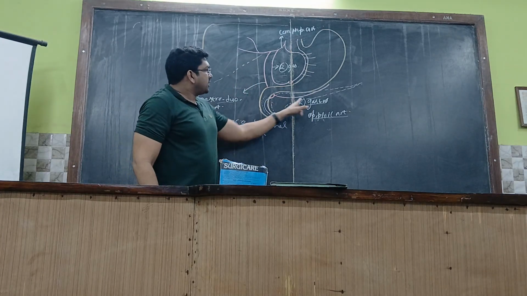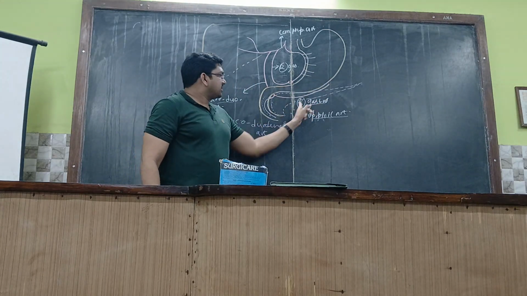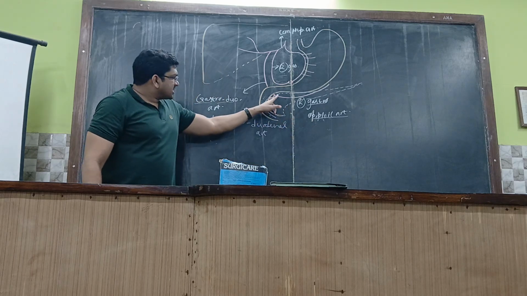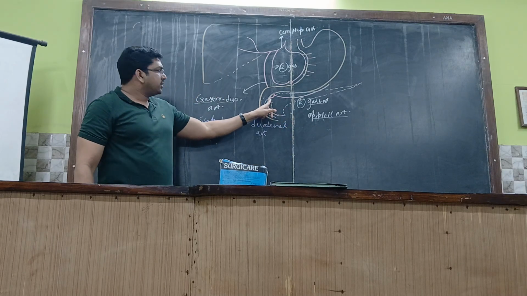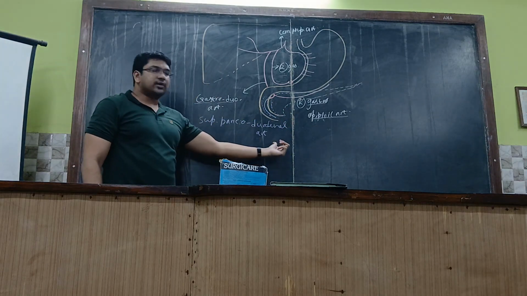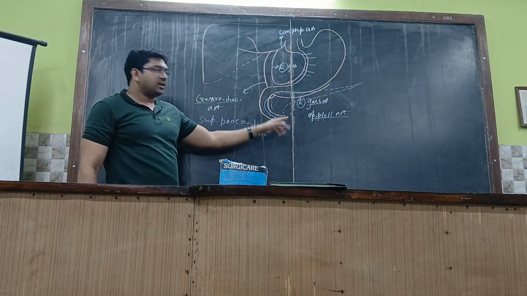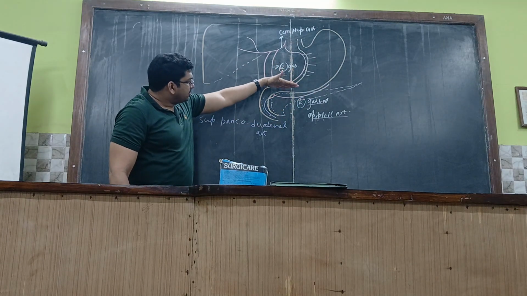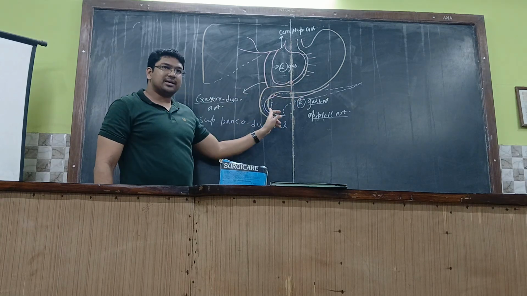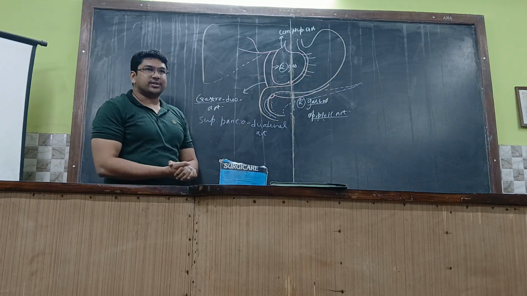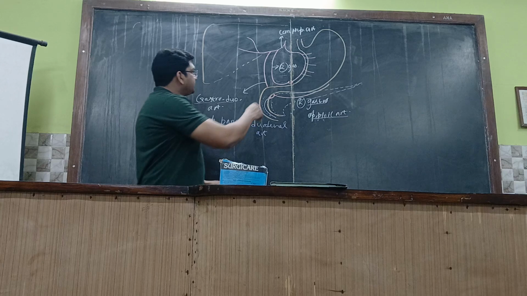So one branch is going towards the stomach, the bigger branch, nothing but the right gastroepiploic artery, and a smaller branch which will be coming over here. This is nothing but the superior pancreatico-duodenal artery. Gastroepiploic and superior pancreatico-duodenal artery. You can understand by this, below the stomach, all these branches are from the common hepatic artery.